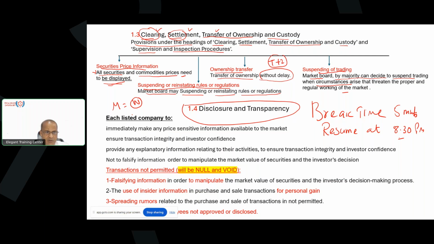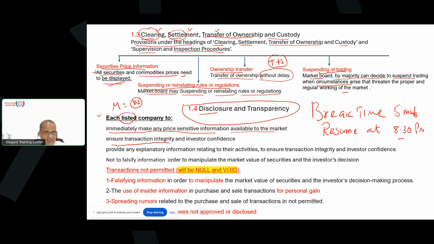This is all about listed companies. Any listed company must disclose certain information. What are they? Immediately make any price sensitive information available to the market. It means Mr. company, they have got some good news, bad news, right? That could, tomorrow morning, when it is declared, when it is published, will have a bearing on the price. The price can go up or down. That's called price sensitive information. Those informations must be disclosed.